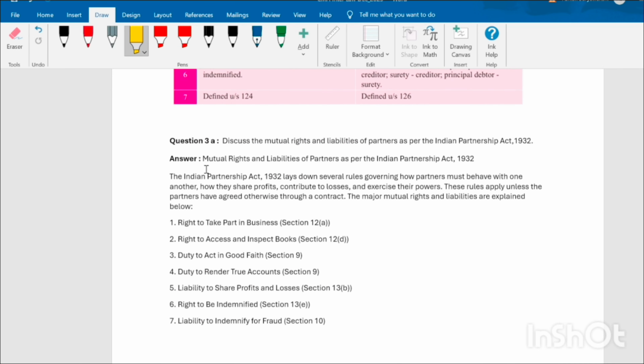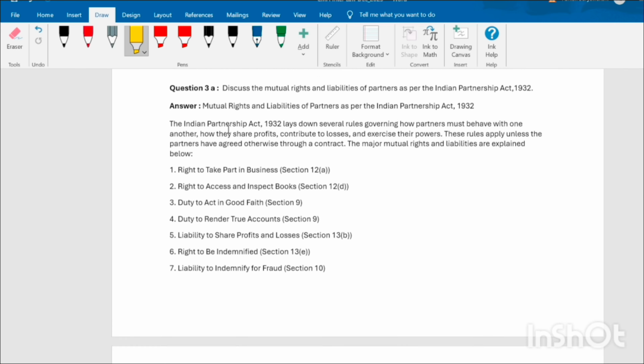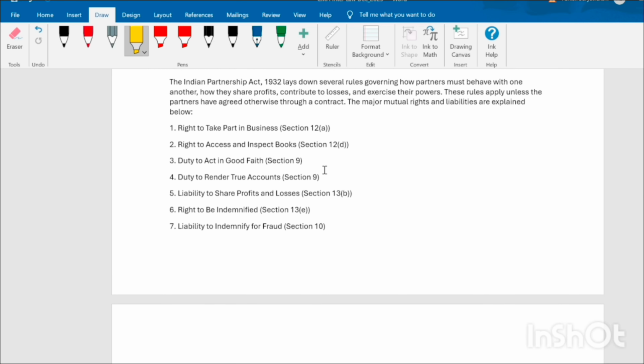Now we come to question number 3A. Discuss the mutual right and liability of partner as per the Indian Partnership Act 1932. Mutual rights and liability of partners. The Indian Partnership Act 1932 lays down several rules. So basically these you have to write again the provisions and these points in bullet point.